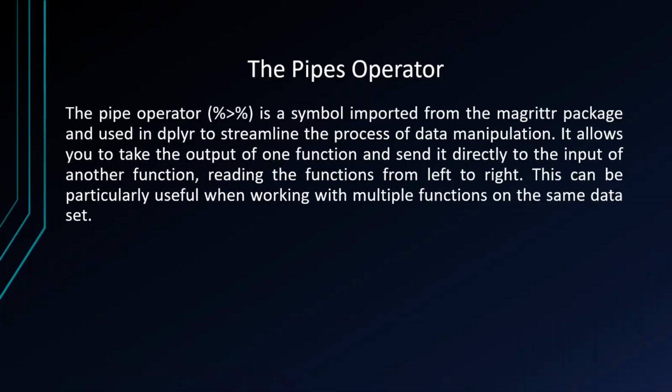So what is actually a pipe operator? The pipe operator is a symbol imported from the magrittr package and used in dplyr to streamline the process of data manipulation. It allows you to take the output of one function and send it directly to the input of another function, reading the functions from left to right. This can be particularly useful when working with multiple functions on the same dataset.